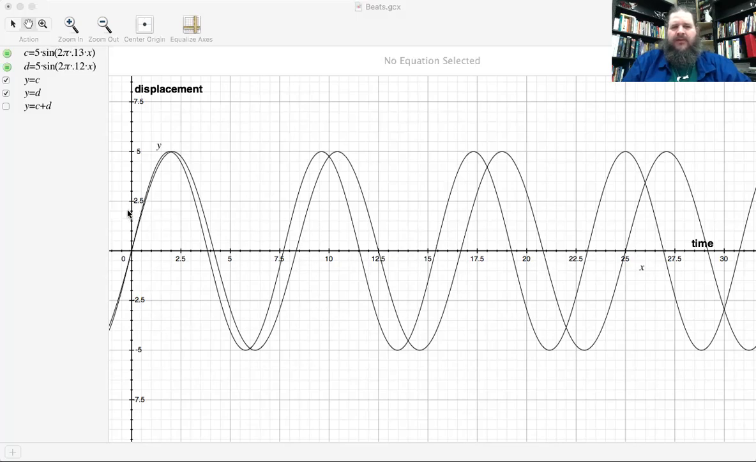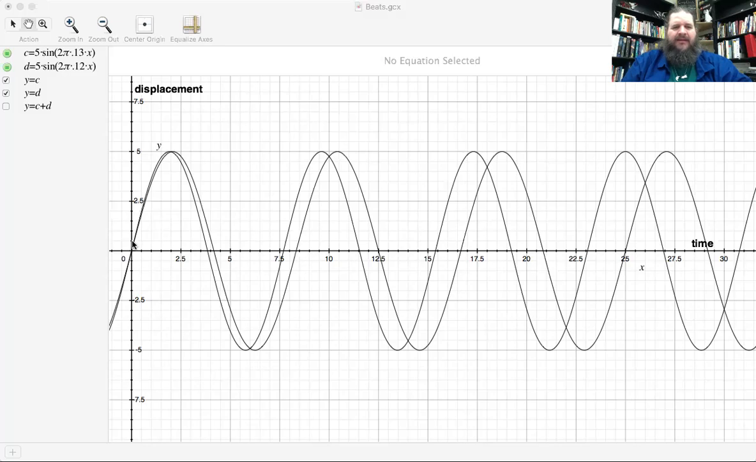The idea is let's say these are sound waves. If you're just listening to both of these sound waves at the same location, one of the sound waves is making your eardrum oscillate with a frequency of 0.13 cycles per second. The other is trying to make your eardrum oscillate with a frequency of 0.12 cycles per second. So different frequencies.